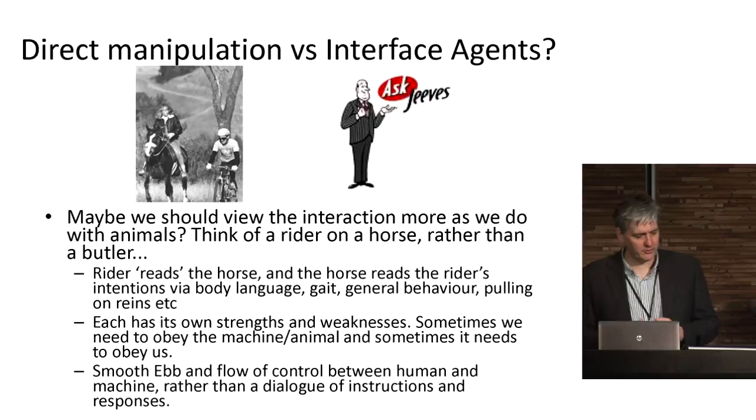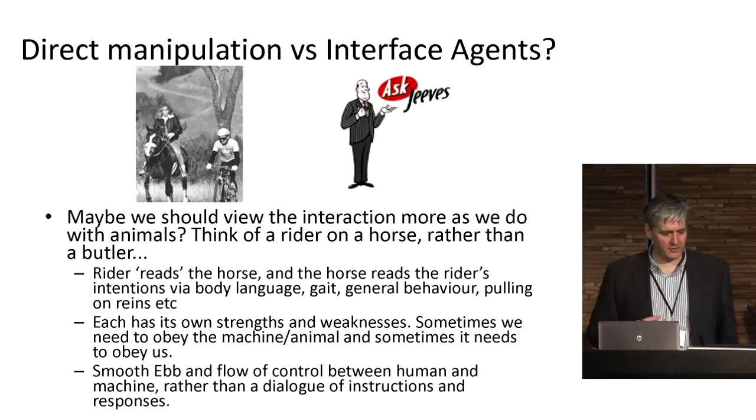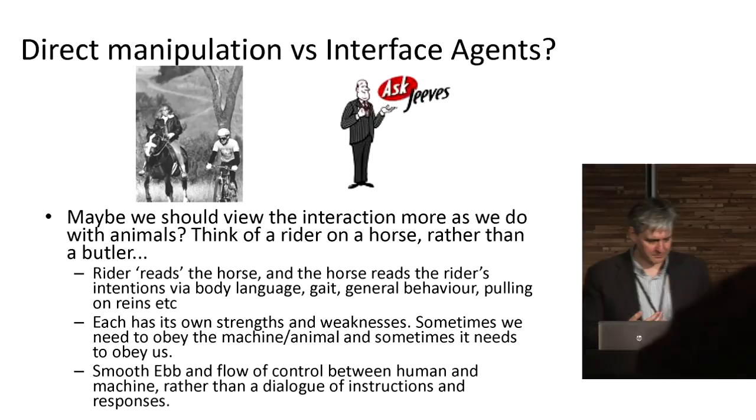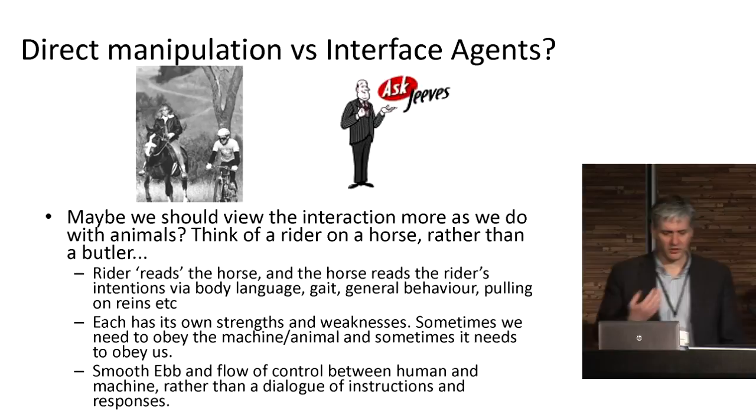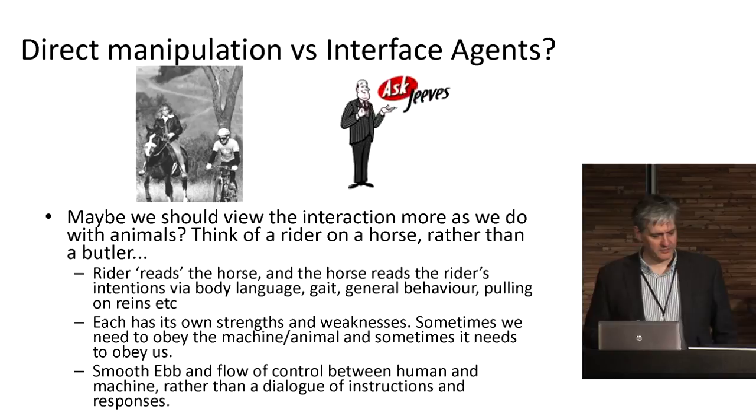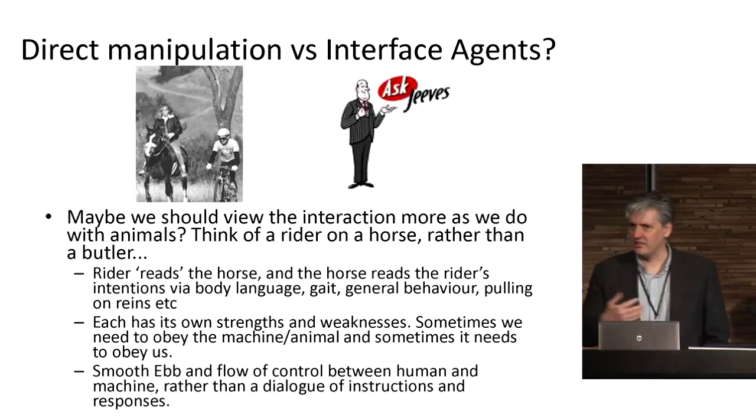Or should we think of it more like a horse or a dog? If you think about an example here, you've got a human on a horse or a human on a bike. The rider of the horse has to read the horse. The horse reads the rider's intentions via body language, gait, pulling on the reins. So you've got a horse that can work autonomously. It can make decisions. It can go in a particular direction, and you can encourage it to go in that direction.